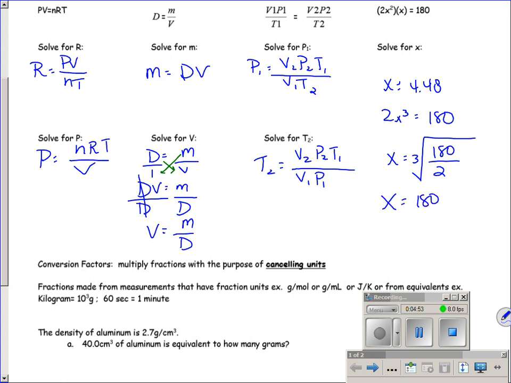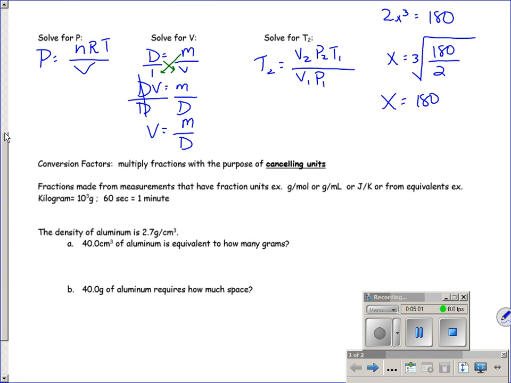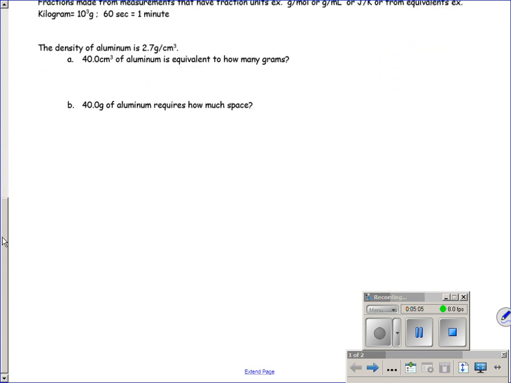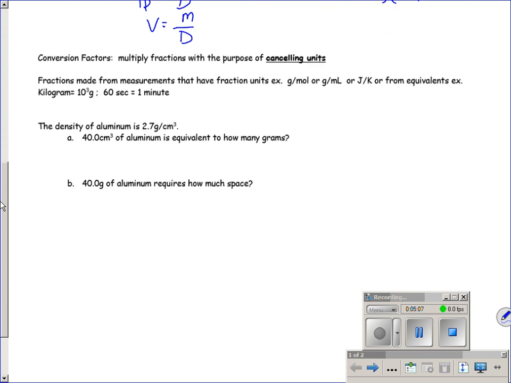So this is the kind of algebra I expect you to do. Keep in mind that if you cannot do this kind of algebra now, you're a little bit behind and you're going to need to spend some time getting your mathematical skills up to par here.